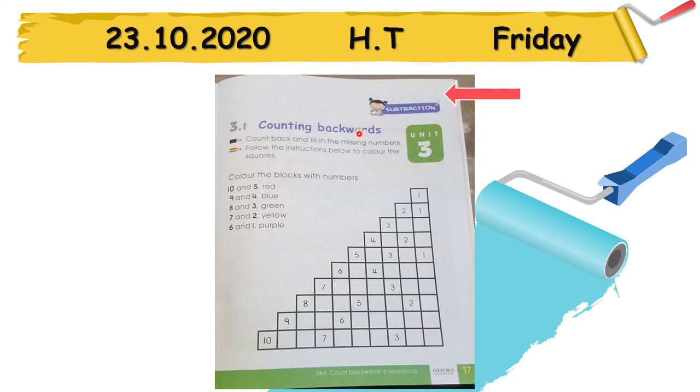If you remember, we have revised backward counting. Again, we are going to count back and fill in the missing numbers. Follow the instructions below to color the squares. First, we have to complete the missing numbers, then we will color them.